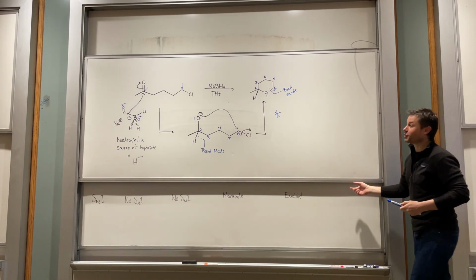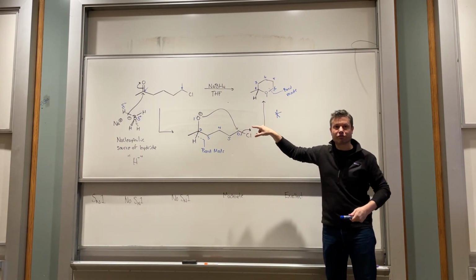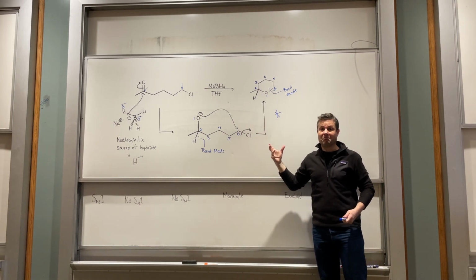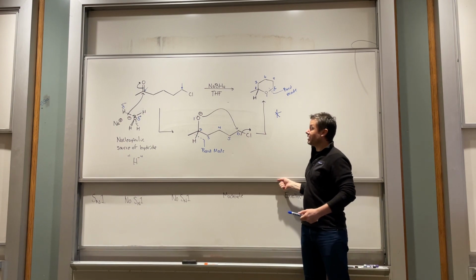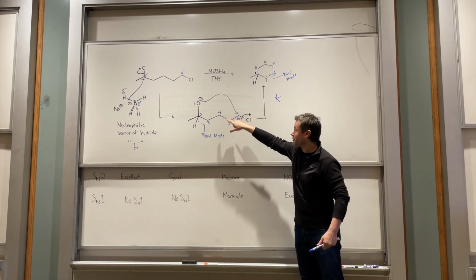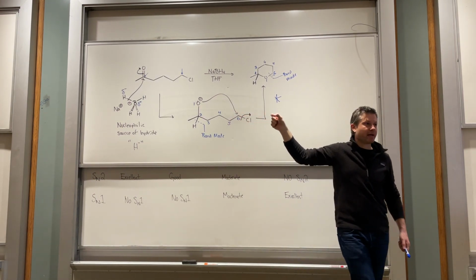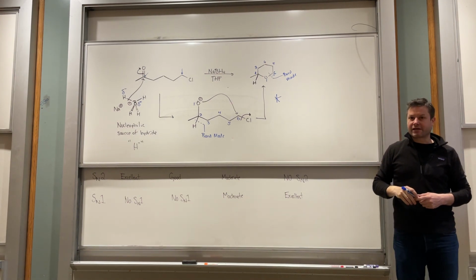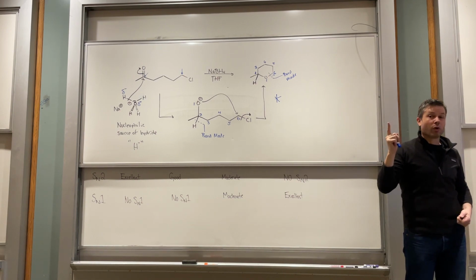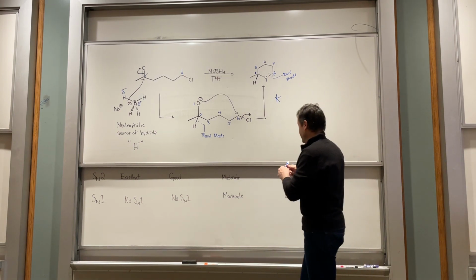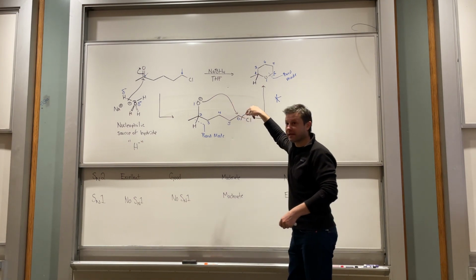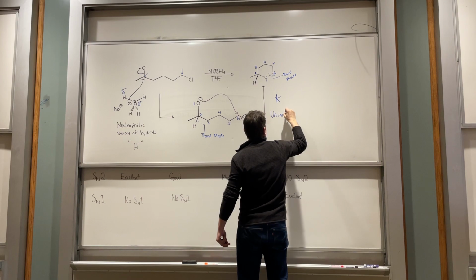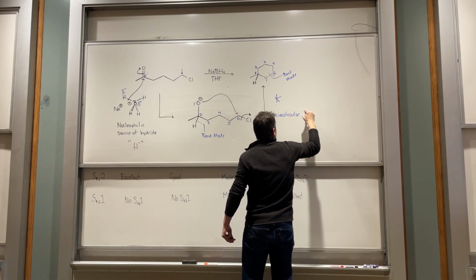And this kind of drives home the point. It's not about how we draw the arrows. It's really about the kinetics and what's involved in the reaction. So this is a case where we're drawing an SN2 type mechanism, but this cannot be a bimolecular reaction or a bimolecular step because there's only one molecule. So even though it looks like an SN2 mechanism, this is technically a unimolecular substitution.